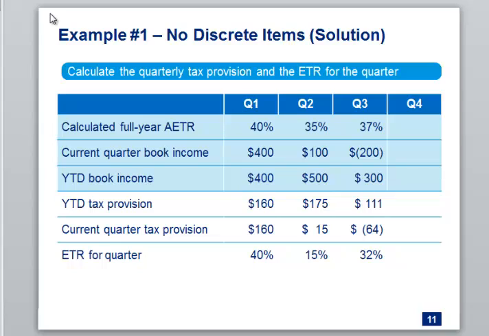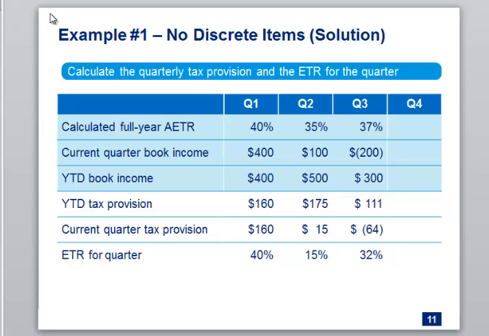I booked 175 so far through 6 months. So that must mean I get a 64 benefit for Q3. So my $200 loss threw off a 64 benefit. So my rate for Q3 is 32%.